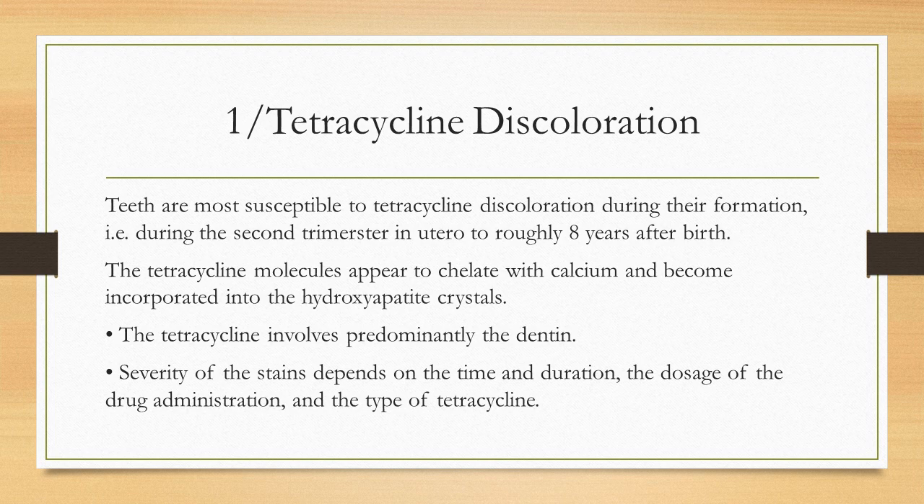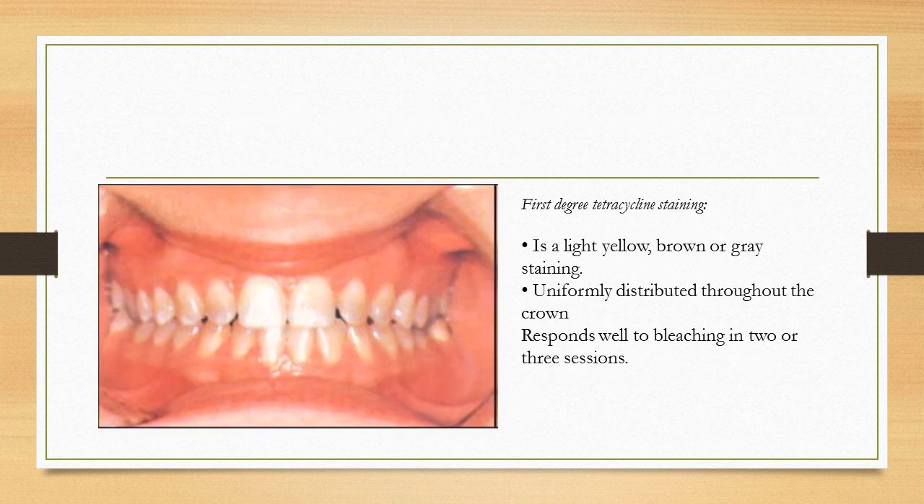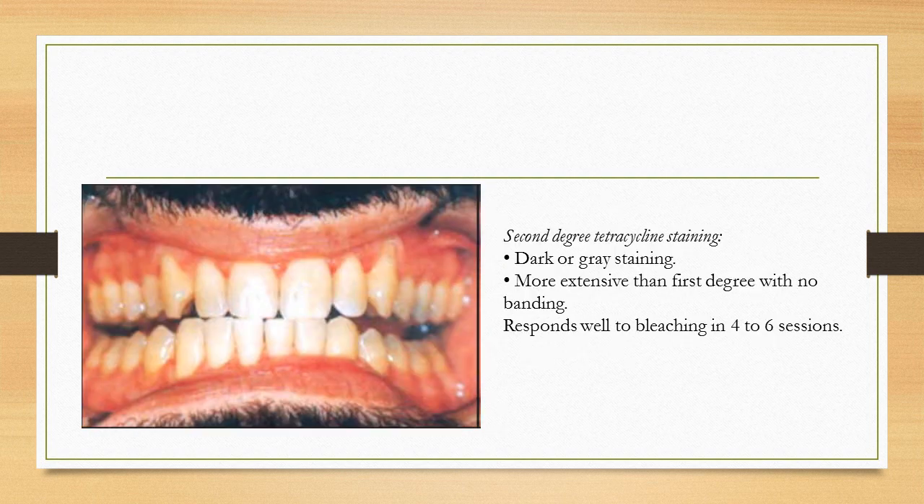Okay, types of the tetracycline. So we have first degree. The first degree, the discoloration is light brown to gray stain, and it is uniformly distributed throughout the crown. This type responds well to the bleaching, but it needs at least 2 or 3 sessions.